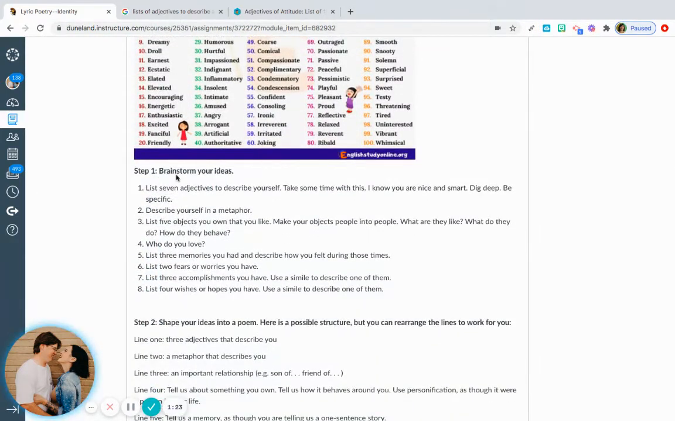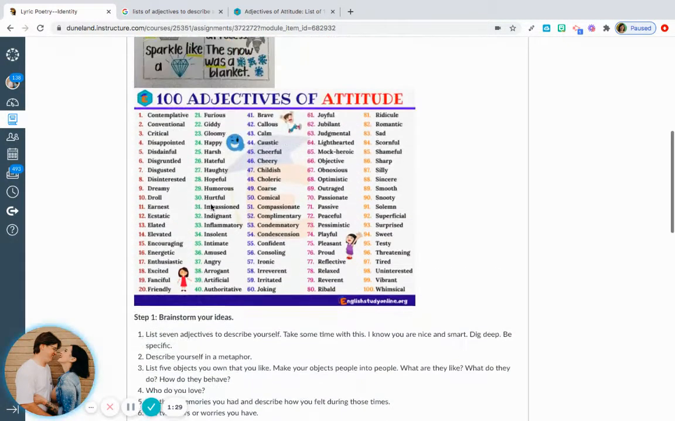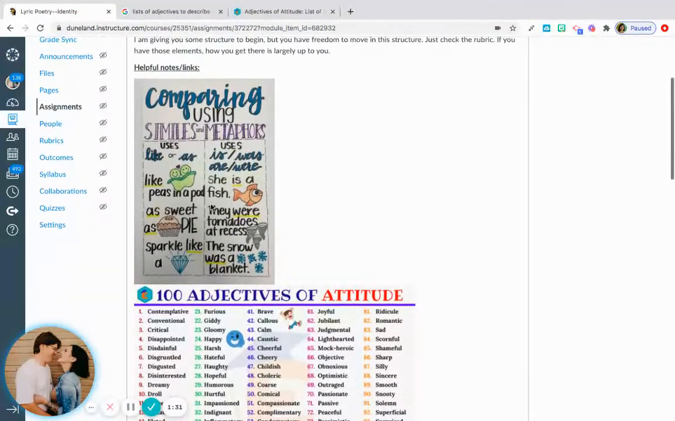So step one, you want to brainstorm your ideas. So it's going to ask you about adjectives, metaphors, and similes. So I kind of helped you here. Just a quick review. Similes compare two unlike things using the words like or as, whereas metaphors compare two unlike things not using like or as.